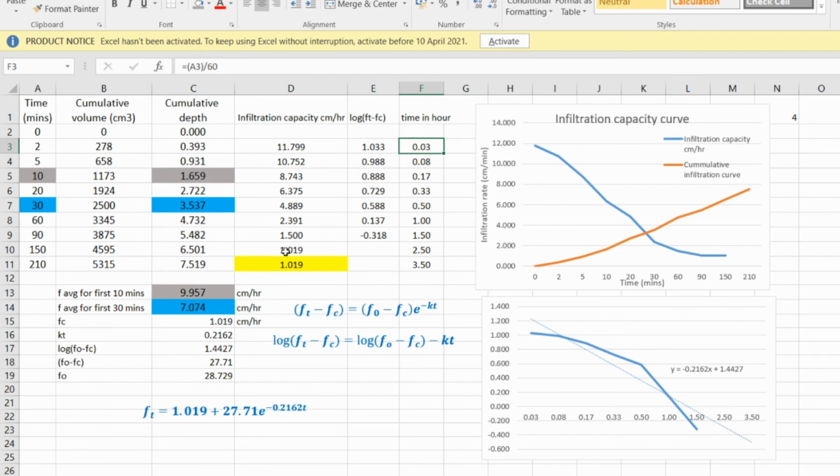Because our infiltration capacity is in terms of centimeter per hour. So that's why the duration that I'm going to plot should also be in terms of hours itself. Okay, so that's why I have divided these time values by 60, so that I can calculate the time duration in terms of hours.